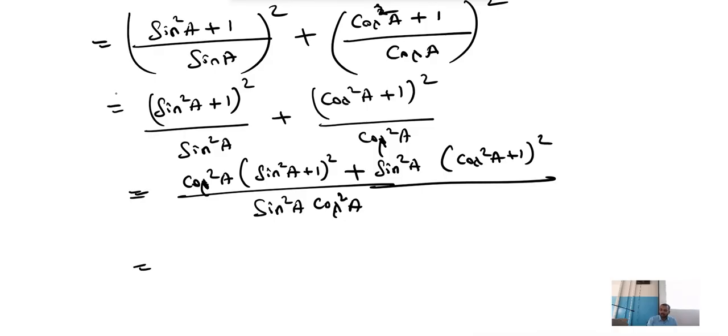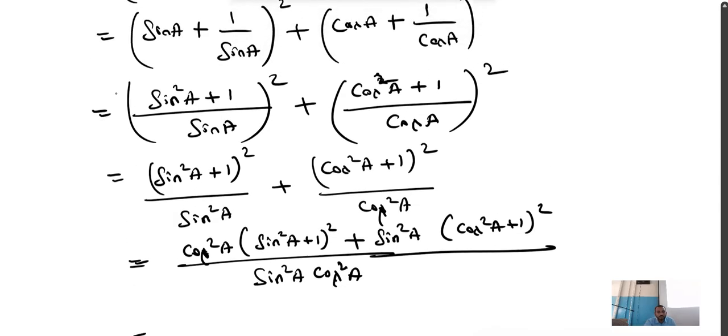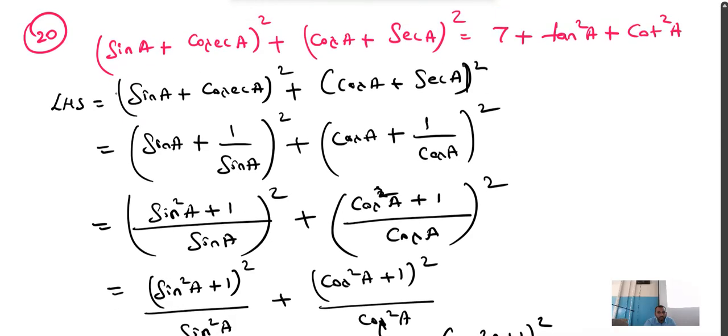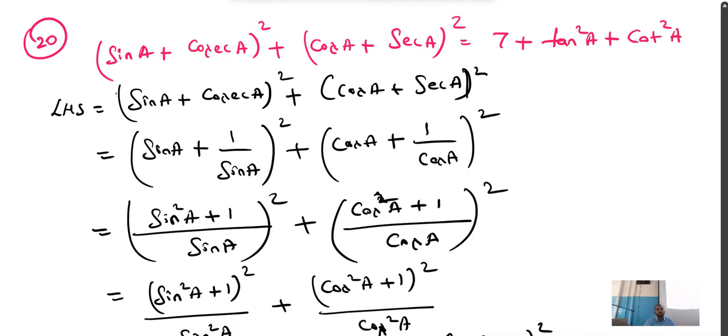Now, what to do? Just a minute. We can do it. Again, A plus B whole square, it expands a lot. It's better in the beginning only, can we apply A plus B whole square?